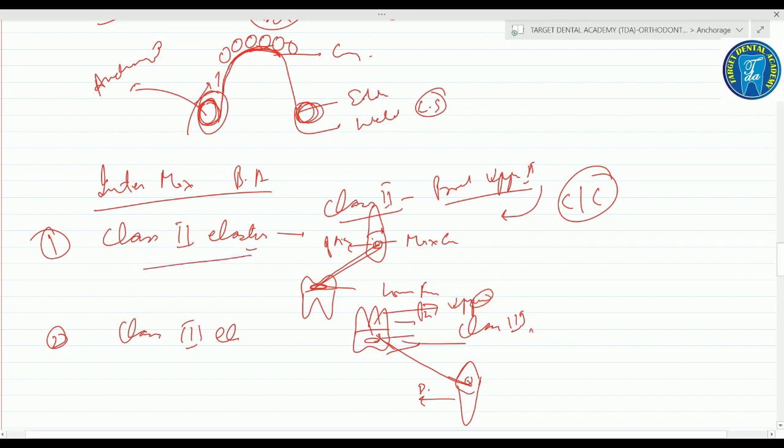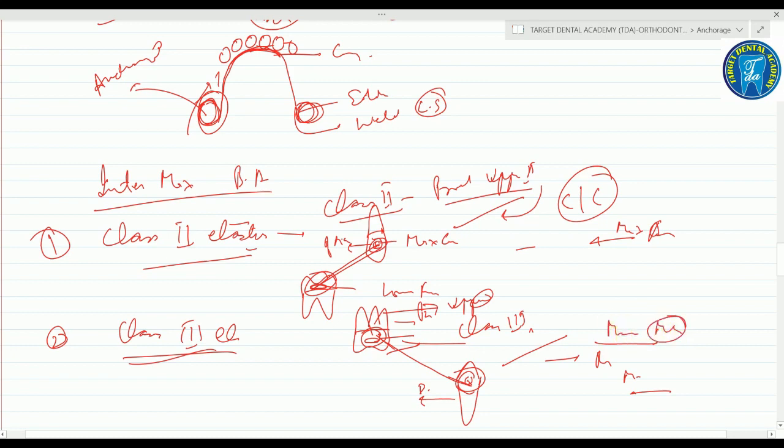So in class 2 elastic, from the upper canine to the first mandibular molar, and in class 3 from the upper first maxillary molar to the mandibular canine. Don't get confused, class 2 and class 3. The basic purpose of class 2 is to retract the maxillary anteriors, and in class 3 to retract the mandibular anterior and protract, or mesial movement of, the posterior teeth or the molars, fine.